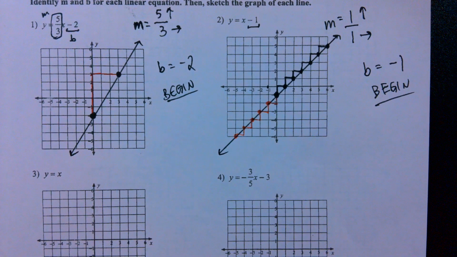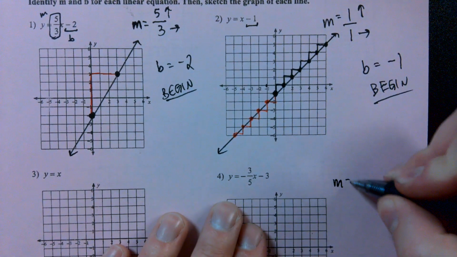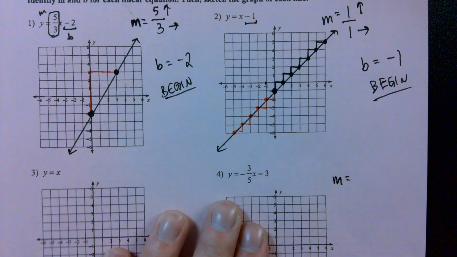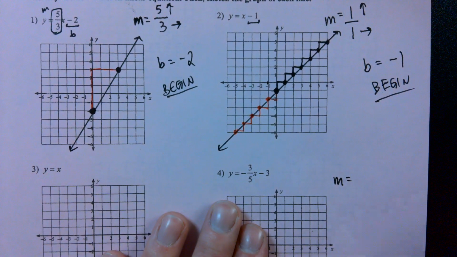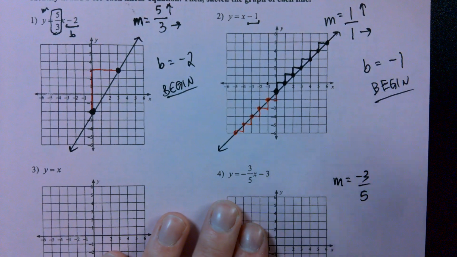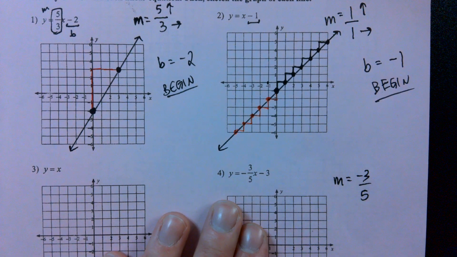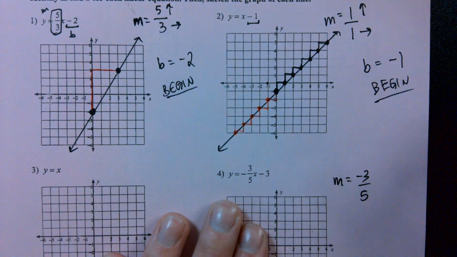All right. Now in number 4, just a quick look ahead. What's my slope in number 4? Negative 3 over 5. So if my slope is negative, what direction am I rising there? Down. That's the one thing we got to take care of.